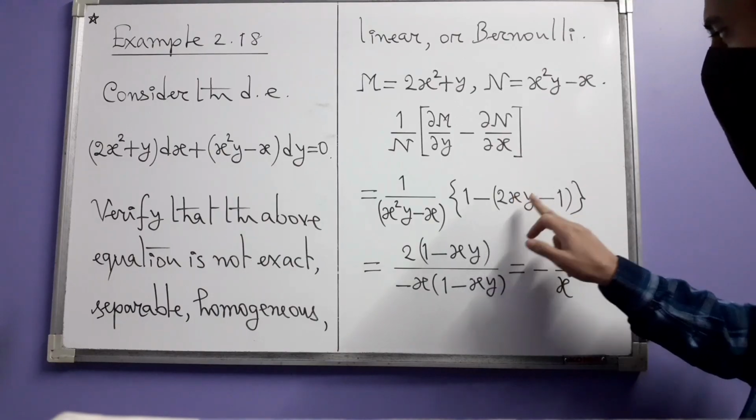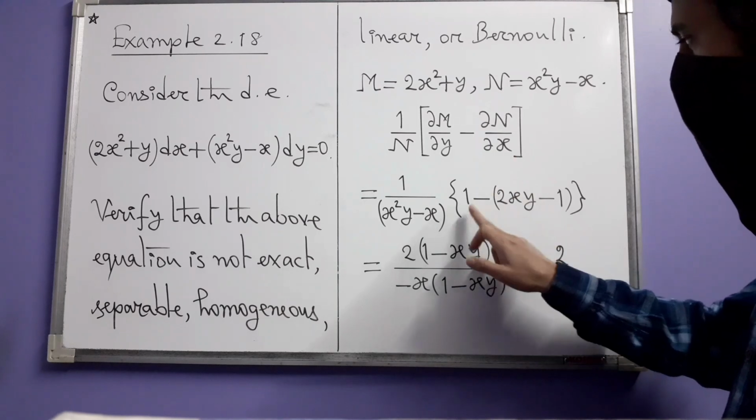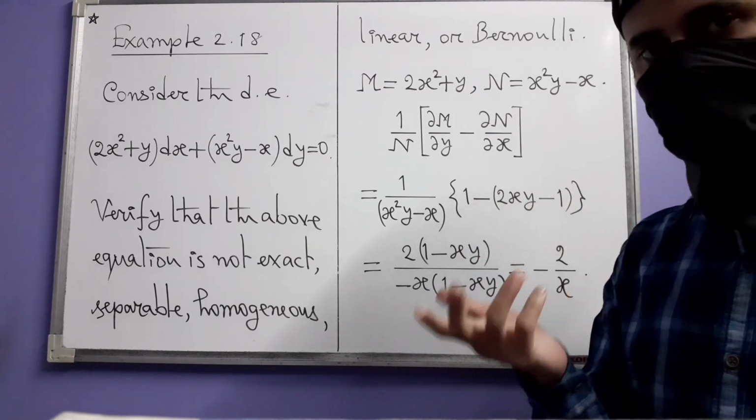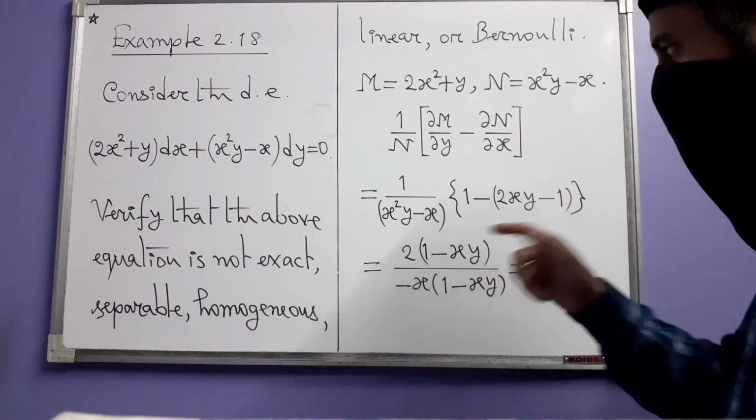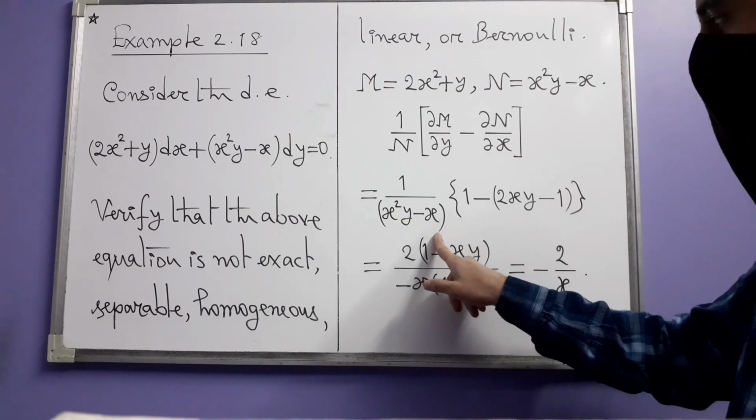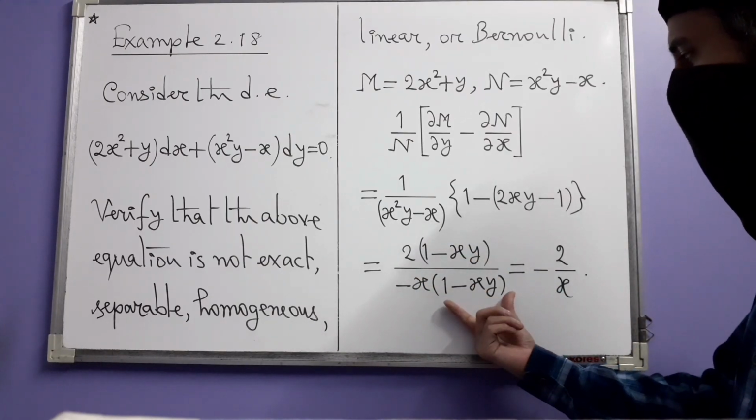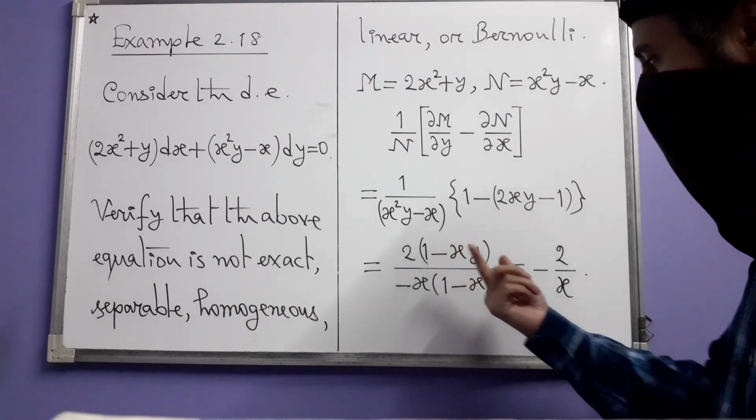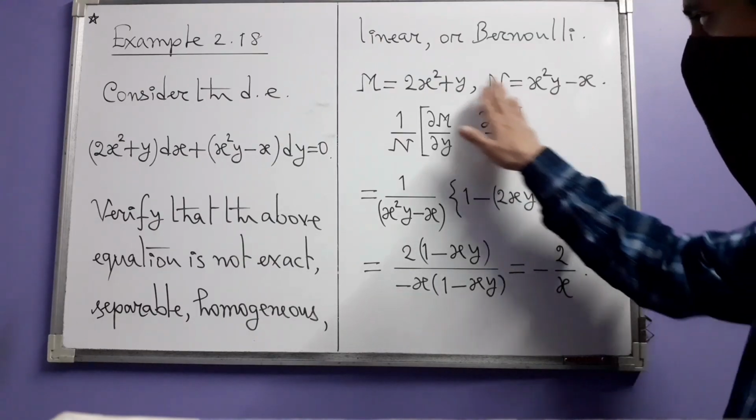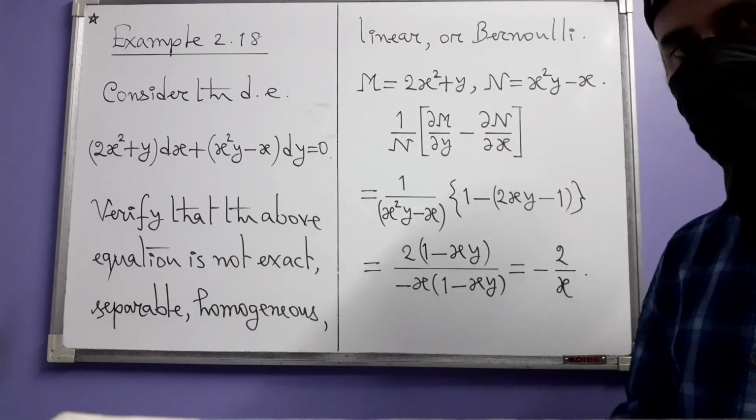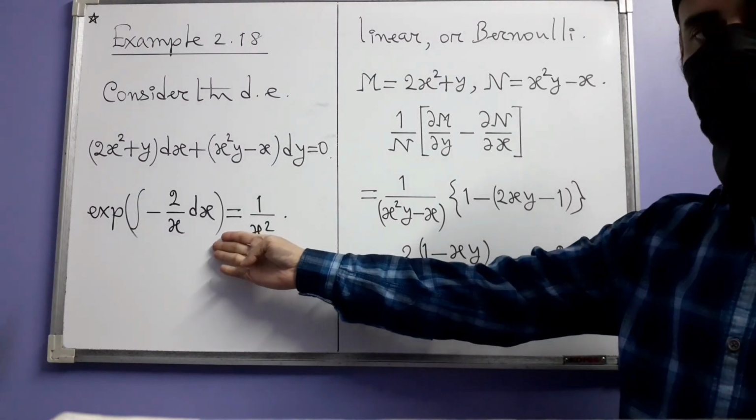X squared gives you 2x and y remains, and this term gives you 1. So you get 2, that means 1 minus of minus 1 is plus 1. 1 plus 1 is 2. 2 minus 2xy, that is 2 times (1 minus xy), divided by this denominator. If you take minus x common out of the denominator, the other factor is 1 minus xy. After cancelling these two things, this is what you get: minus 2 divided by x. So you see that really in this case, this is a function of x only. So we can find an integrating factor.